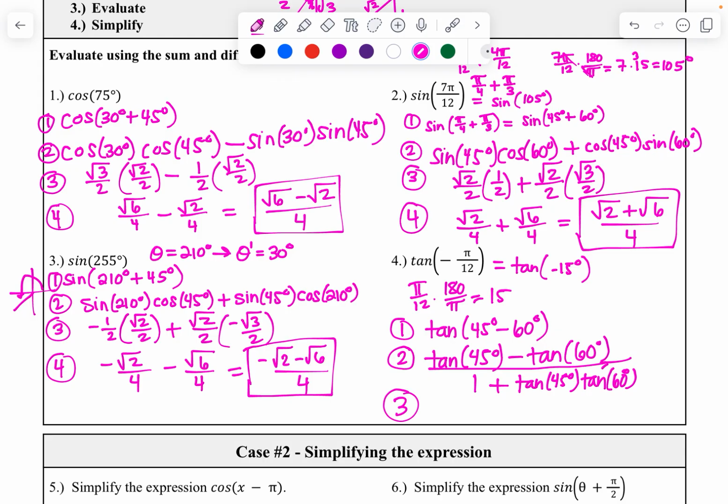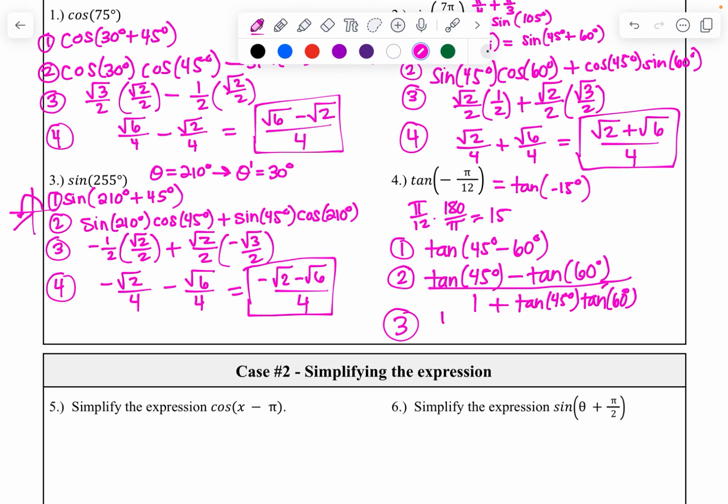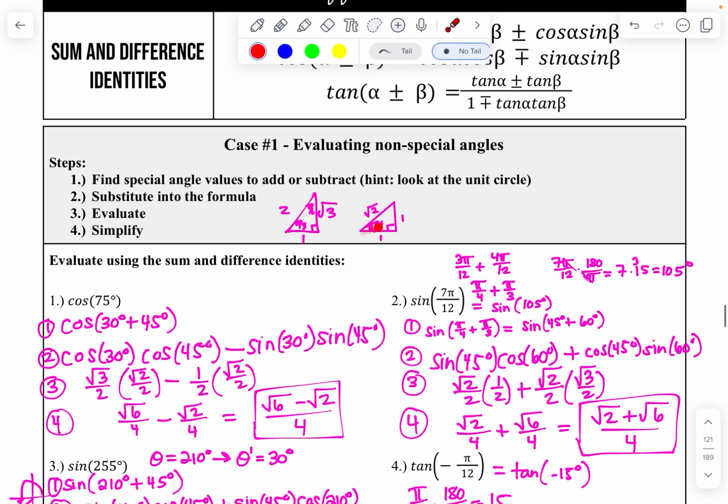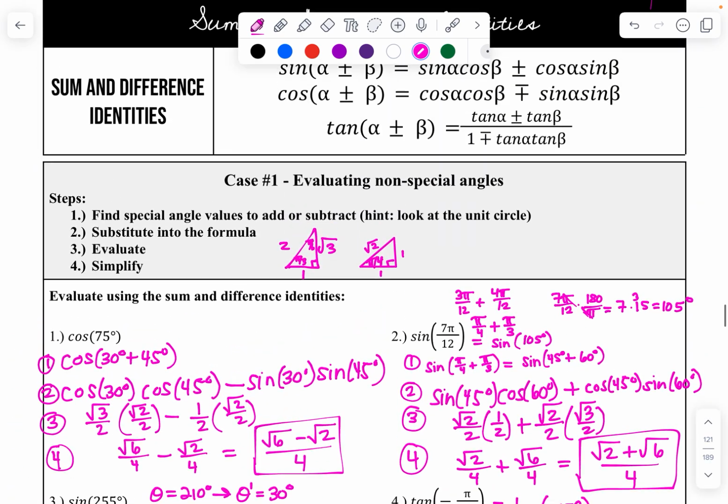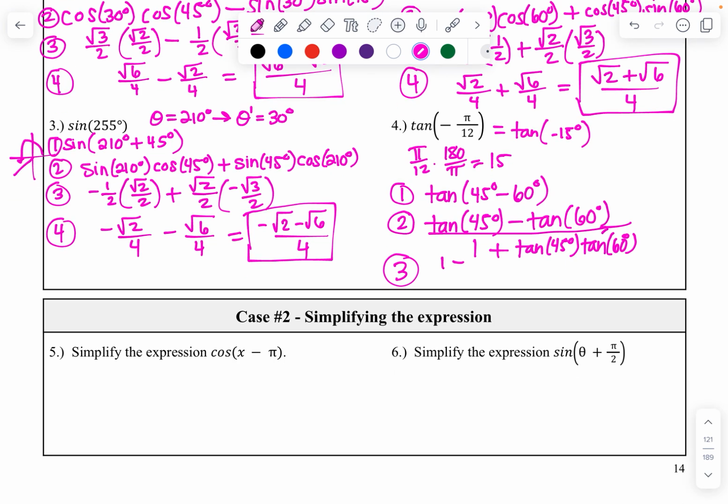And so if we simplify this, well, we know the tangent of 45 degrees is 1 because it's our isosceles. So tangent is opposite over adjacent. So 1 over 1 just equals 1. And then minus tangent of 60 degrees. Well, here's your 60 degrees, so tangent is opposite over adjacent, so it's just square root of 3. In the bottom, we've got 1 plus 1 times the square root of 3. So we have 1 minus the square root of 3 over 1 plus the square root of 3.